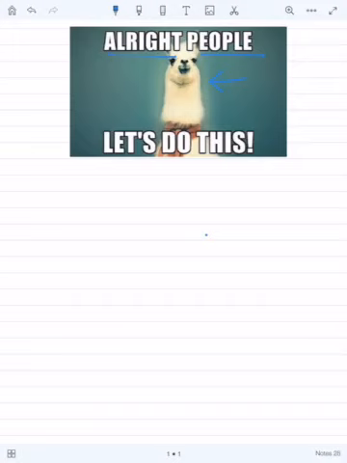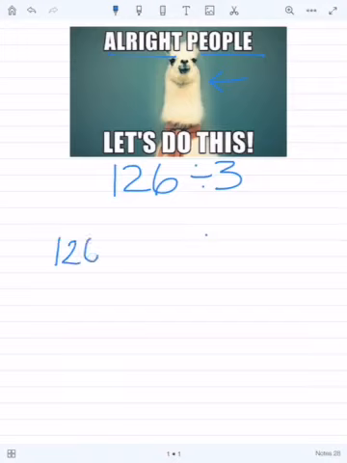We are going to divide 126 by 3. Why? Because we want to, and we want to be awesome. So let's just say the situation is there's $126. There's 3 people. What's going to happen? It's going to be split evenly amongst 3 people. So we're going to solve it using the algorithm.